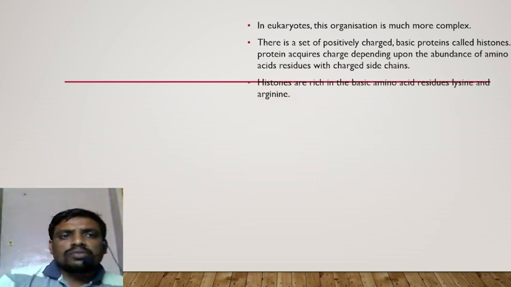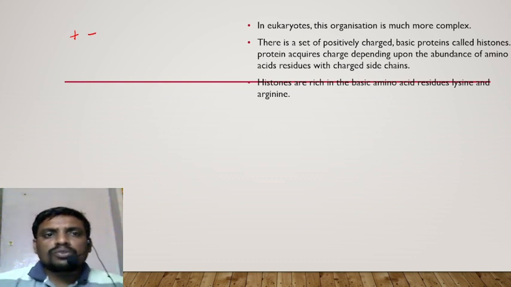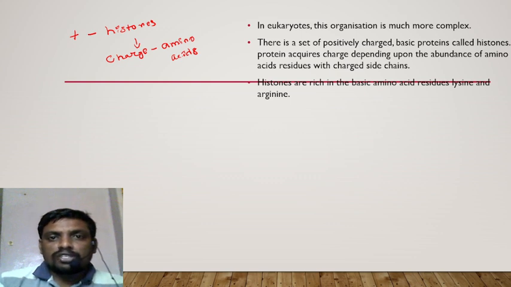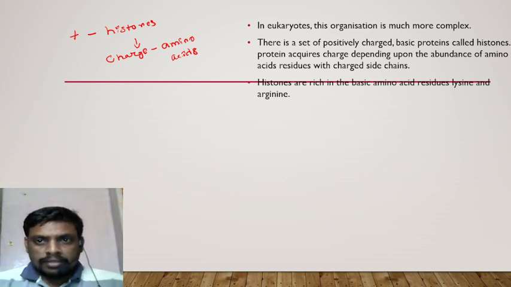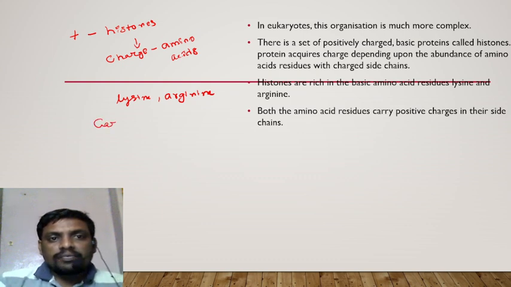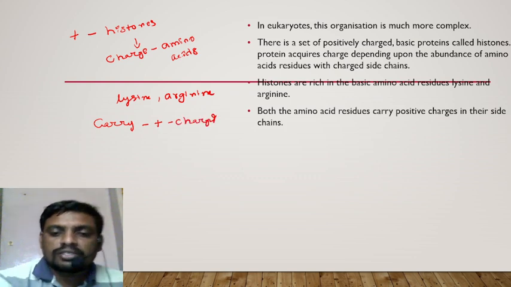There is a set of positively charged basic proteins called histones. A protein acquires charge depending upon the number and type of amino acids present in it, resulting in charged side chains. Histones are rich in the basic amino acids lysine and arginine. If you carefully see, both these amino acid residues carry positive charges in their side chains.